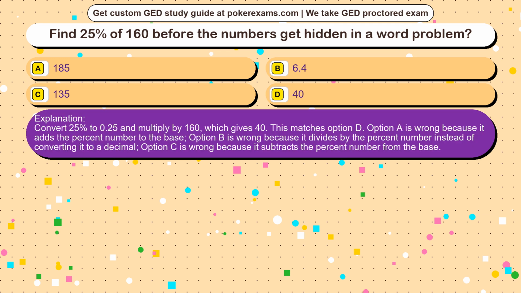Convert 25% to 0.25 and multiply by 160, which gives 40. This matches option D. Option A is wrong because it adds the percent number to the base. Option B is wrong because it divides by the percent number instead of converting it to a decimal. Option C is wrong because it subtracts the percent number from the base.